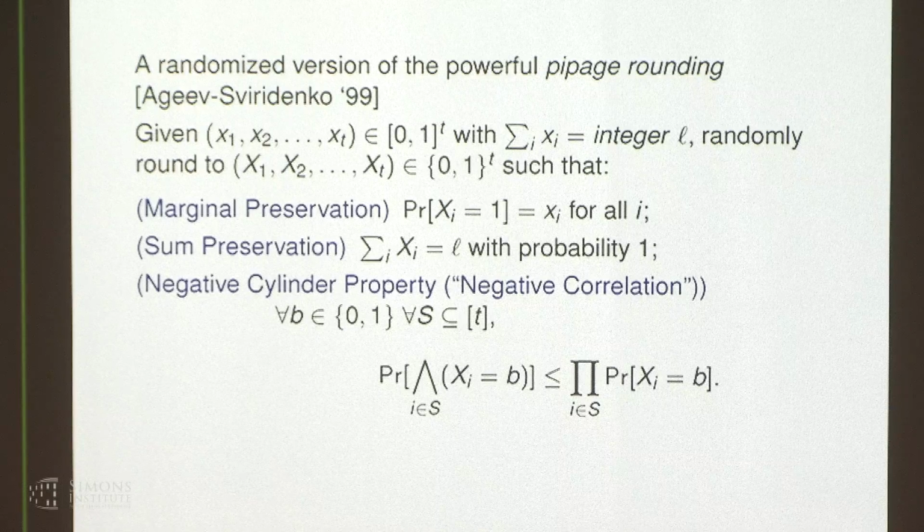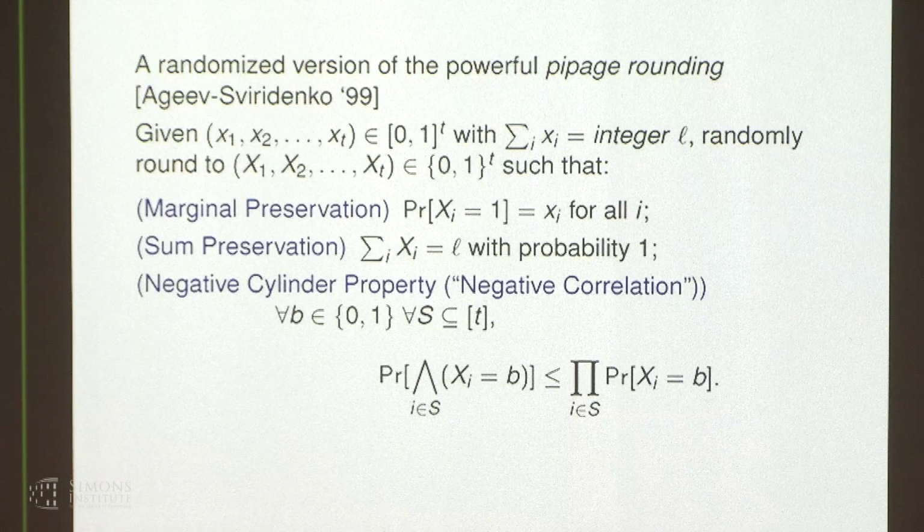This is technically called the negative cylinder property, or informally negative correlation, which is essentially that if you take any subset S of these random variables capital Xi, and take any bit B, the probability that all these Xi's equal B is less than or equal to the product of the corresponding probabilities. So in probability, this is called the negative cylinder property. Informally, again, it's a form of negative correlation.